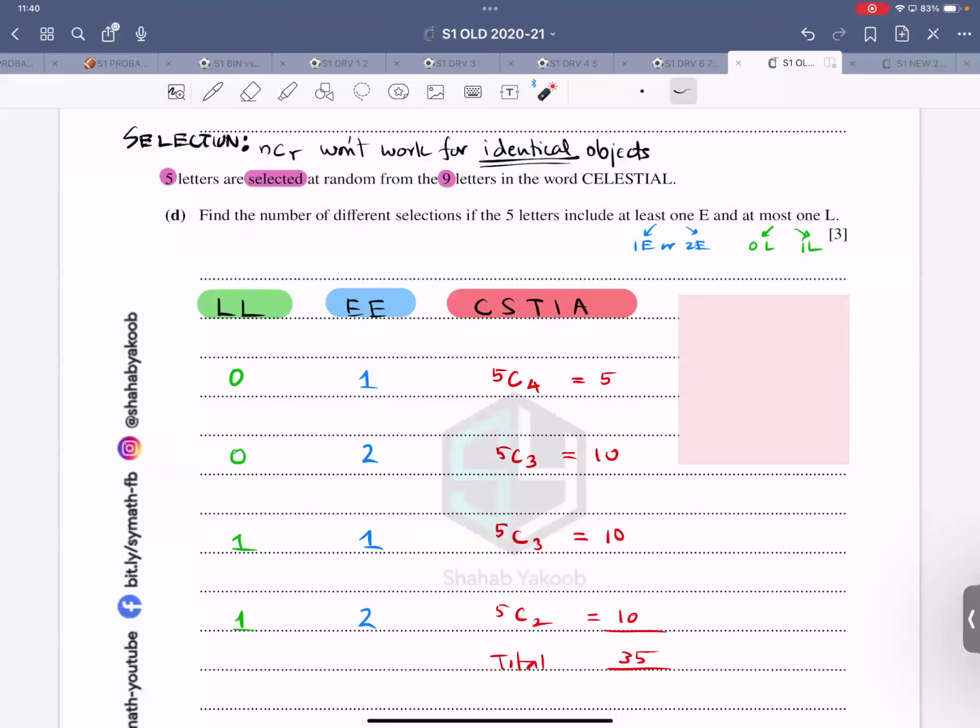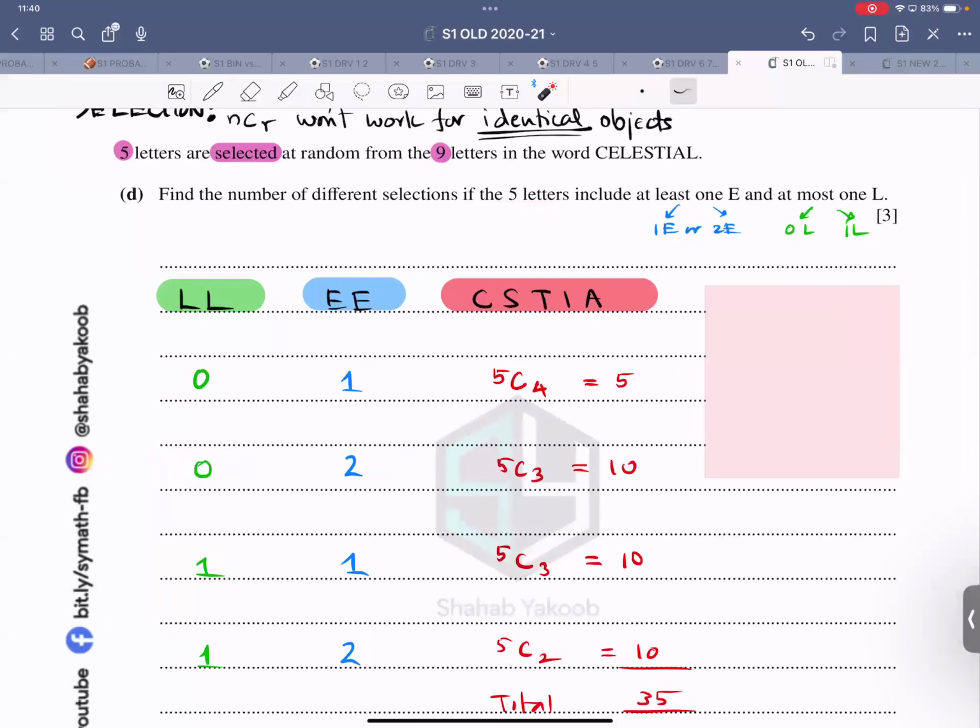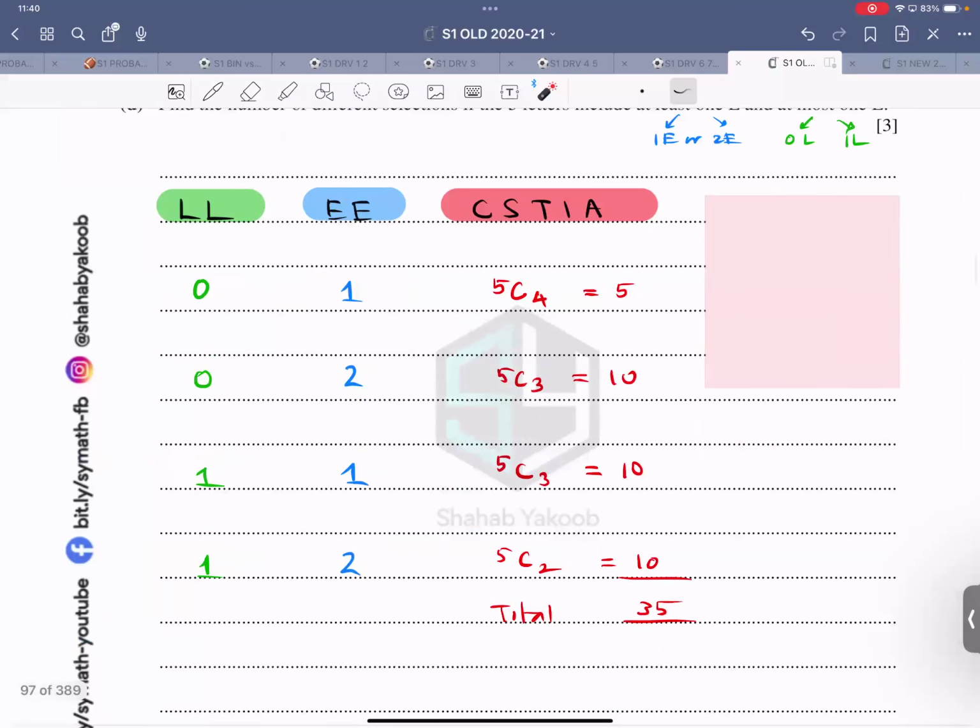Find the number of different selections of 5 letters that include at least 1 E and at most 1 L. So there are 2 E's, there are 2 L's. At least 1 E could be 1 or 2 E. At most 1 L is 0 L or 1 L. So I've made different combinations. I have fixed this at 0, I have changed to 1 and 2. I have fixed this as 1, I have changed it into 1 and 2.